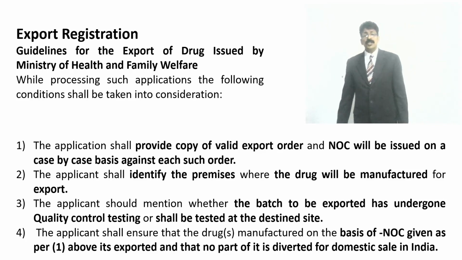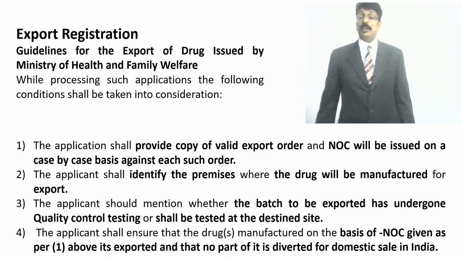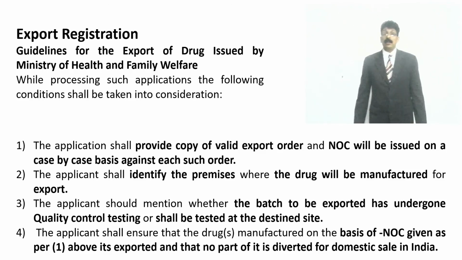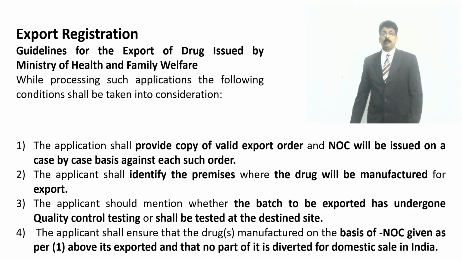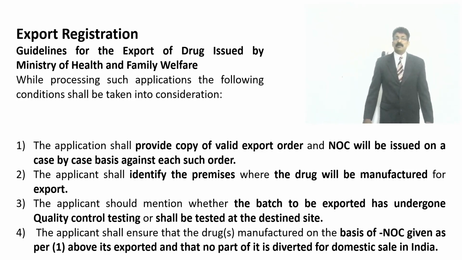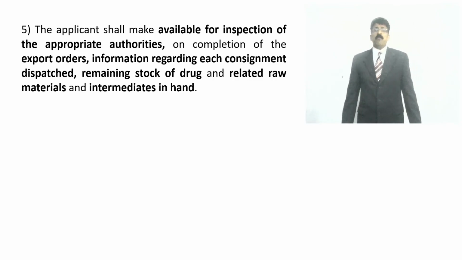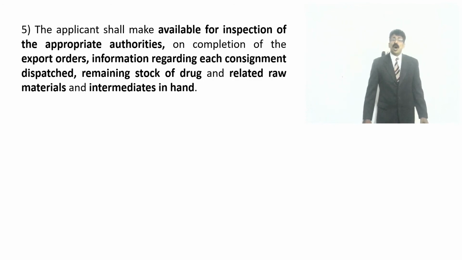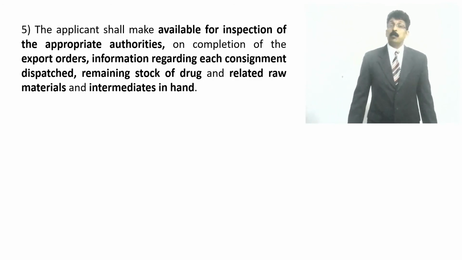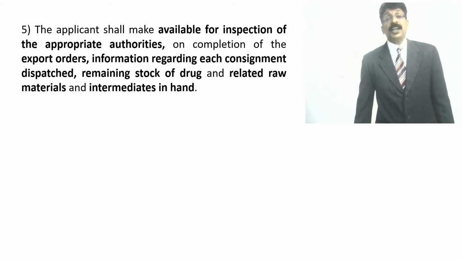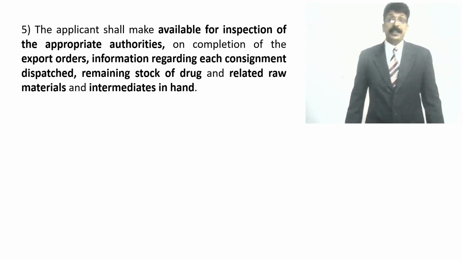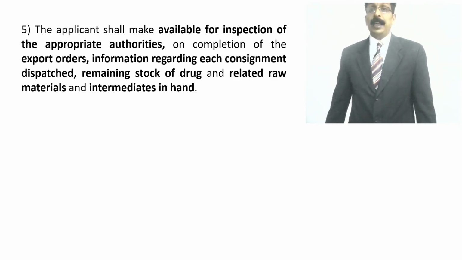The applicant shall ensure that the drugs manufactured on the basis of the no objection certificate given as per point one, a copy of the valid export order, NOC issued on a case by case basis against each order, are for export, and that no part of it is diverted for domestic sales in India. The applicant shall make available for inspection by the appropriate authorities, on completion of the export orders, information regarding each consignment, batch, remaining stock of the drug, and related raw materials, intermediate products, and excipients in hand.